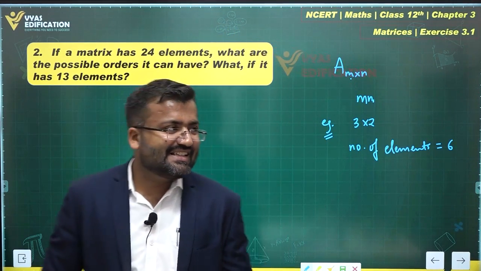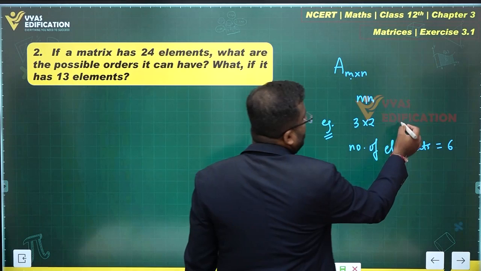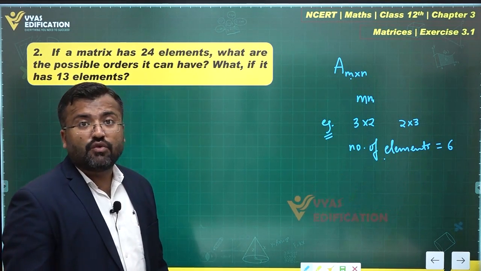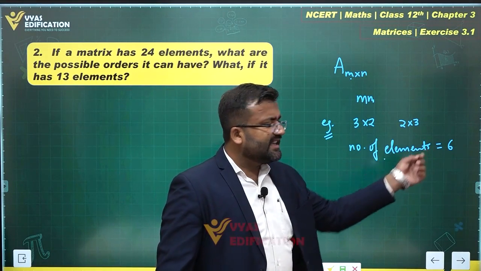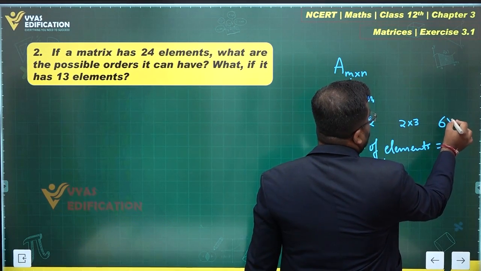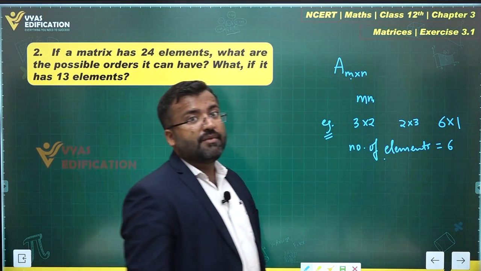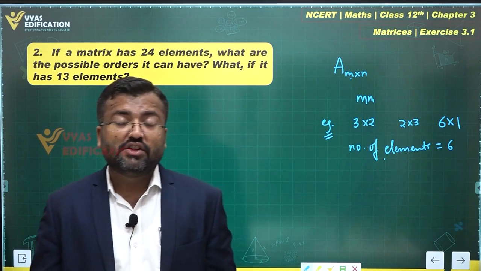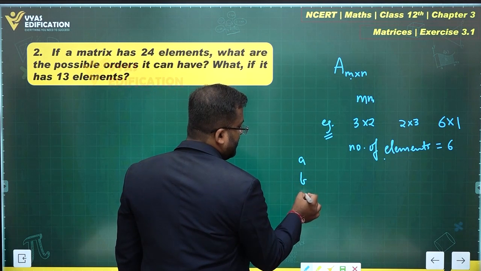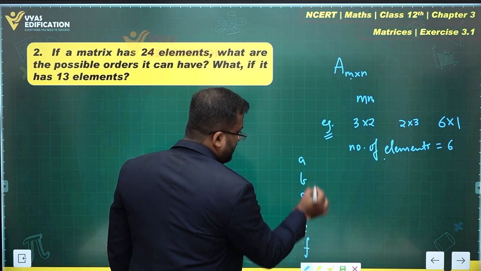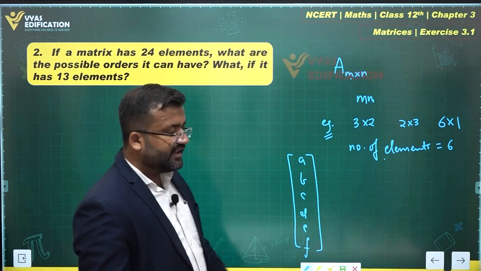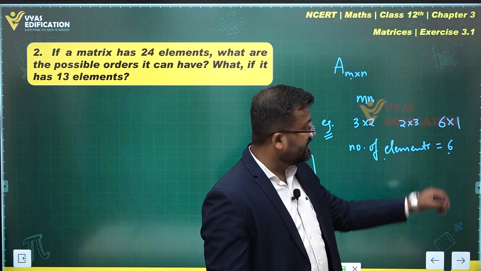There can be another case, let's say if I have another order, maybe 2 by 3. Now what happens in that case? Number of elements is again 6 only, right? Let's take another example. What happens in case I have a matrix having 6 rows and 1 column? This is a matrix having 6 rows and 1 column. How many elements do you think are there in this? This also has 6 elements.